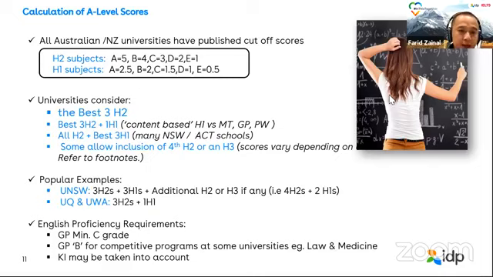On the other hand, the University of Queensland and University of Western Australia will take in your 3 H2s and 1 H1. There is also an English proficiency requirement. Largely, there will be a minimum C grade requirement for your GP, and it will be a B grade for competitive programs.